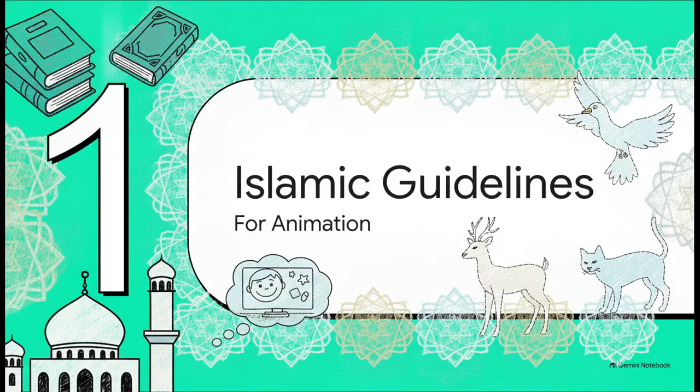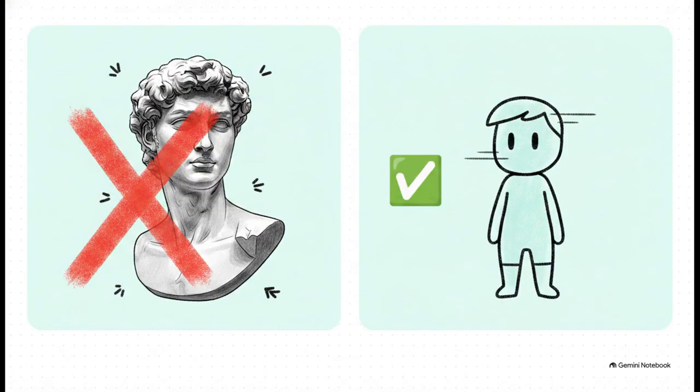Section 1. Islamic guidelines for animation. So when we look at guidance from sources like Seeker's Guidance, complete three-dimensional figures are generally avoided as they're seen as competing with the creation of Allah. Impartially speaking, though, 2D drawings offer a fantastic practical workaround for your educational content. Many Shafi and Maliki scholars actually permit 2D images, especially when they don't feature a complete realistic human form. It's all about finding that balance.